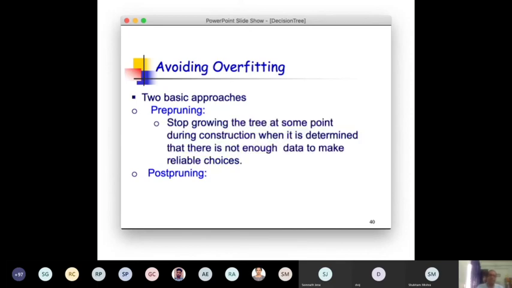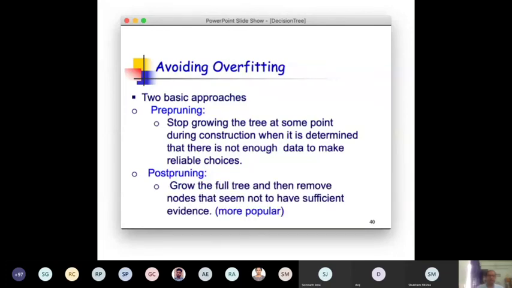So let us see. Pre-pruning, as I mentioned, means you stop growing the tree at some point during construction when it is determined that there is not enough data to make reliable choices. And post-pruning is growing the full tree and then removing nodes that seem not to have sufficient evidence. I explained a little bit just before, and it happens to be more popular. Now, all these comments are from Professor Pabitra Mitra, so I'm using his slides. I believe him, and I'm making these comments.